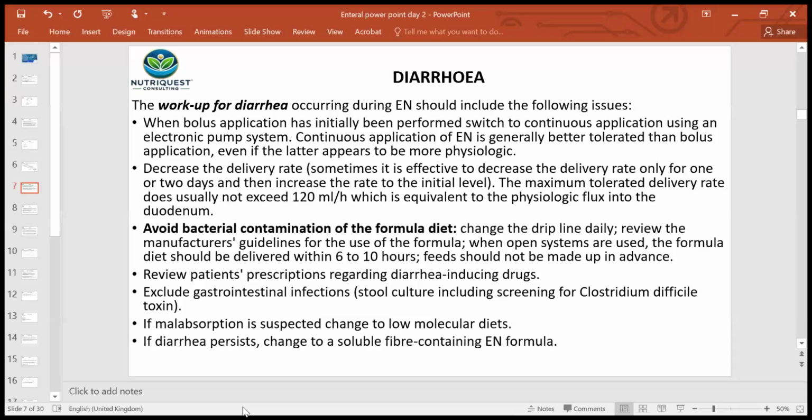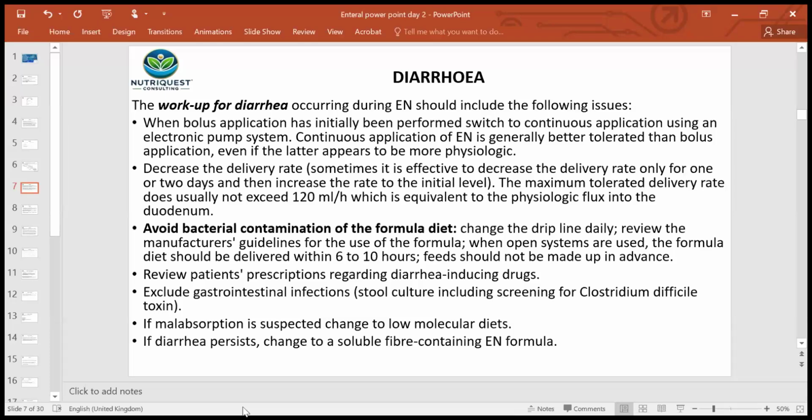So the maximum tolerated delivery rate does usually not exceed 120 ml per hour, which is equivalent to the physiologic flux into the duodenum. So the maximum flow rate should not exceed 120 ml per hour. If you need to calculate this per minute, you divide by 60 and you'll find around, is it how many mls per minute? Two, huh? Yeah, 2. So that means if you also need to do the drop rates, you can do that very easily.